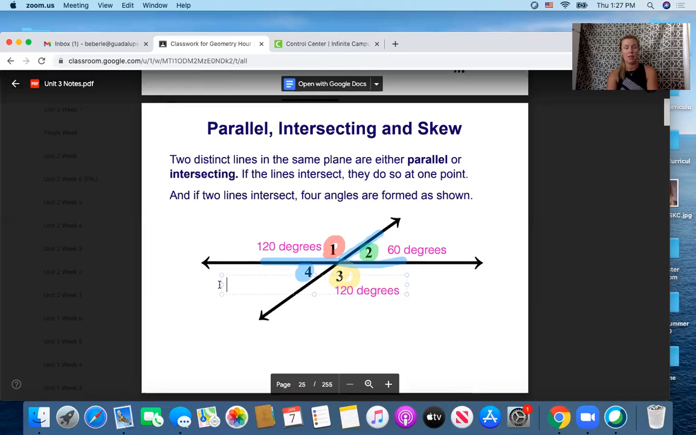What do you know about angle 2 and angle 4? What would we call those? Angle 2 and angle 4. There's a vocabulary word to describe them. What is it?